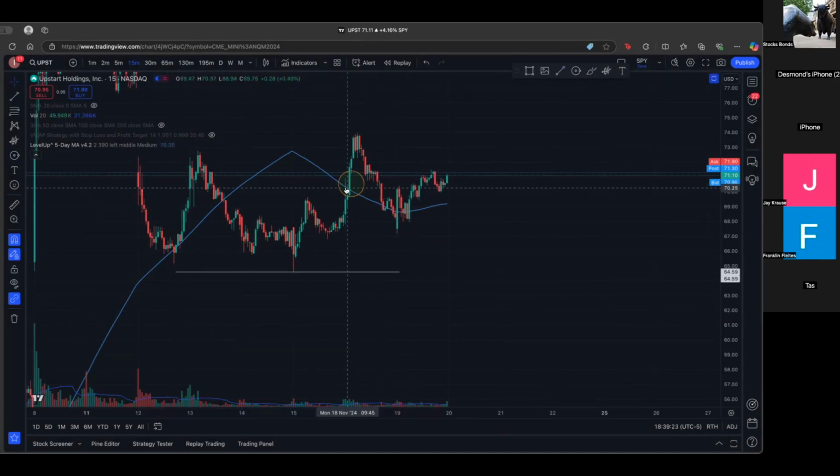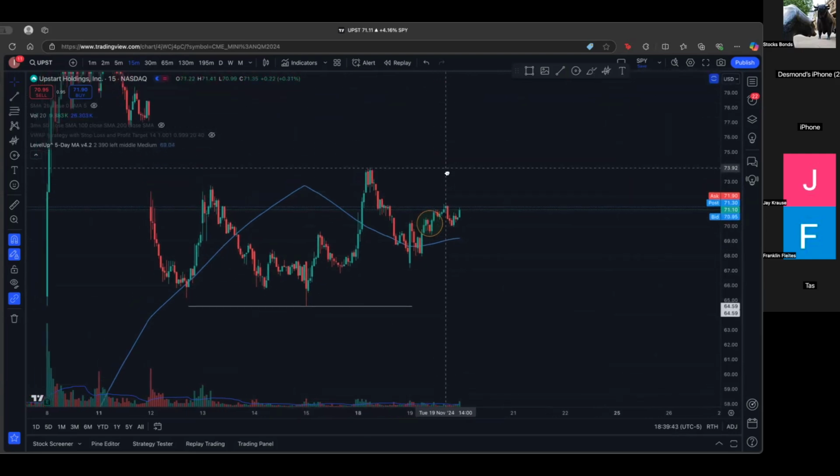And we averaged into it today. What happened today? Why did we average up today? What did the 5-day moving average do? You can see the 5-day slowly starting to flatten out and starting to slope to the upside. So we averaged up right here and we kept our stop losses exactly at the same spot.